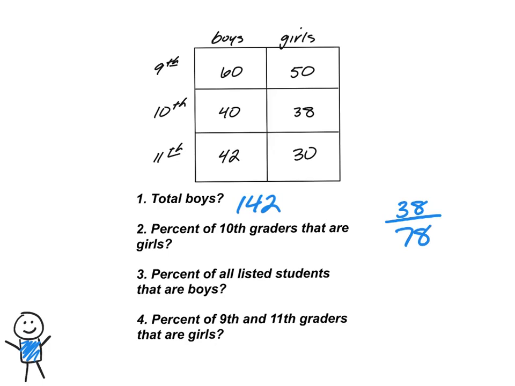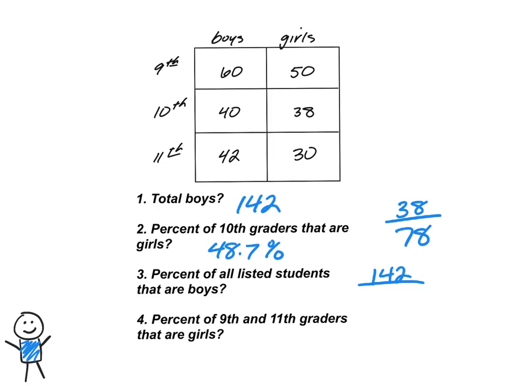Now I'm able to find the percent that are girls. My result was 48.7%, which makes sense because almost half of them are girls. Number 3 says what percent of all listed students are boys. So what I'm going to do is figure out how many boys I have, which I already know from number 1. There's 142 boys, but I've got to figure out what percent of the total number of students is this 142.